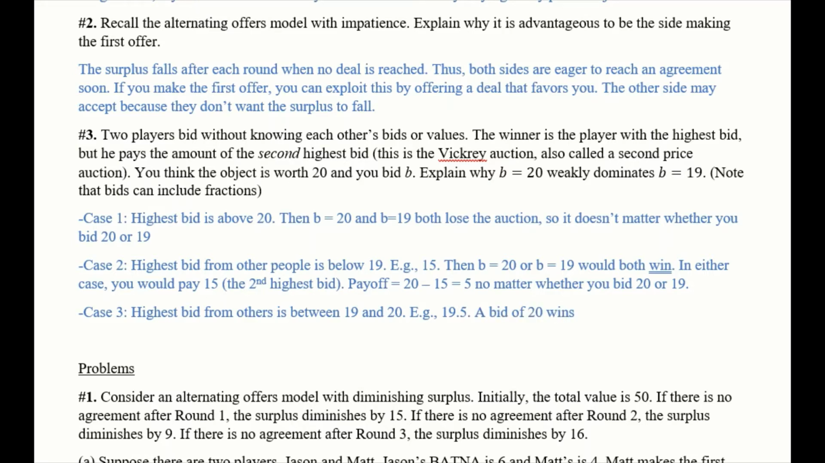So if you had bid 20, you would have won the auction. So you get the value of the object, which you think is 20, minus the second highest bid, 19.5. So once again, in this special kind of auction, you don't pay what you bid, you pay the second highest bid. We said second highest bid was 19.5. So what you get on net is 20 minus 19.5, and that comes out to 0.5.